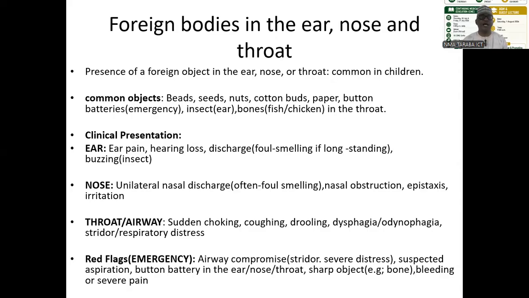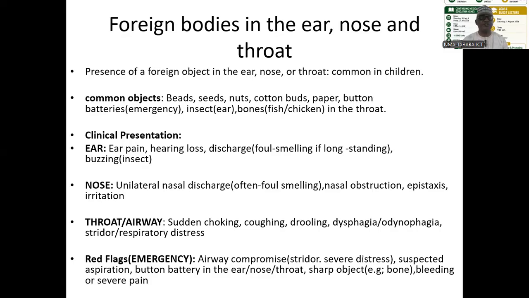They can be accidental in normal adults as well. And the common objects that we see are beads, seeds, nuts, cotton wool, paper, button batteries as an emergency, insects, and bones, that is fish or chicken bones, in the throat. All these are some of the foreign bodies that can lodge in the ear, nose, and throat.